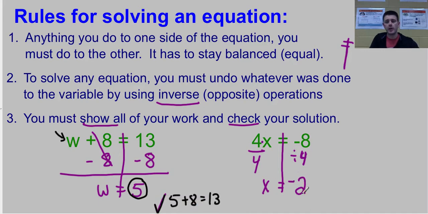Here, same thing. We're going to take our negative 2 and plug it back in place of our variable. So we just rewrite it as 4 times negative 2. Is that really negative 8? It is, so we're good.